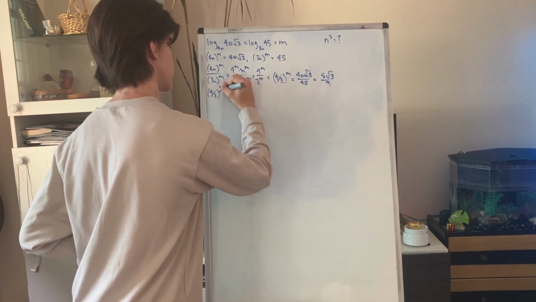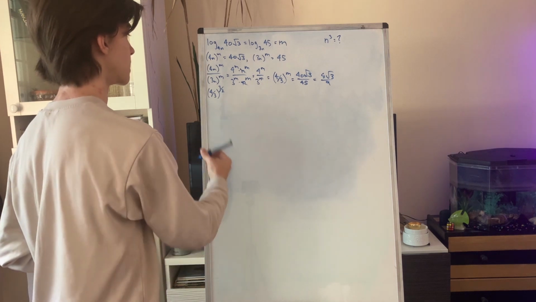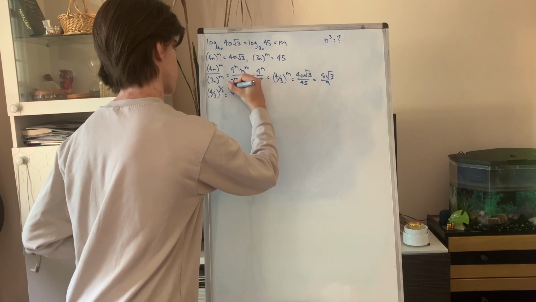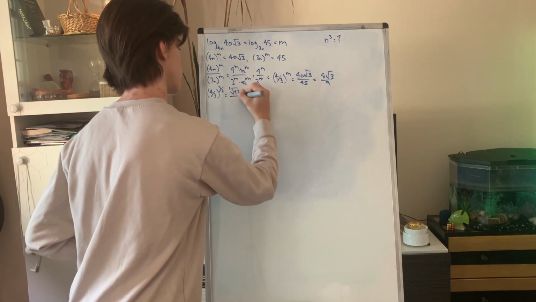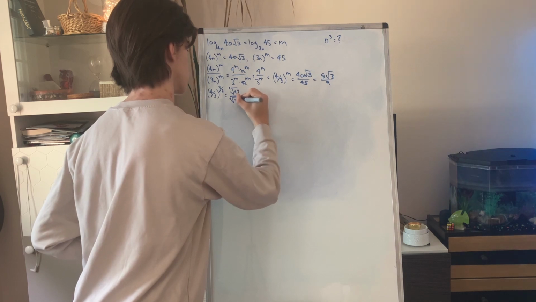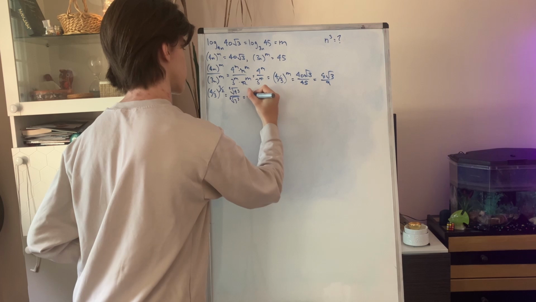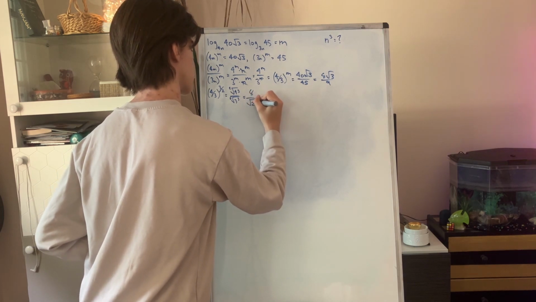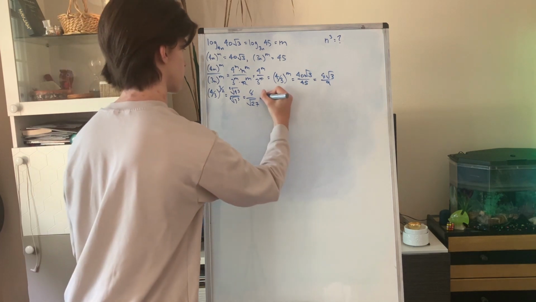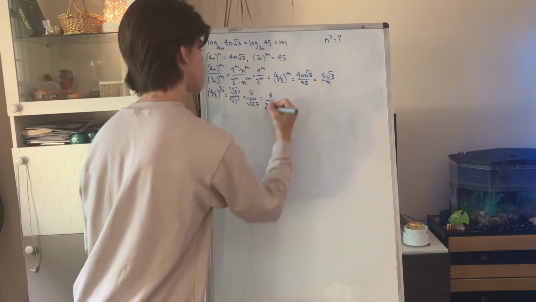4/3 to the 3 halves. That means we're going to be raising to the power 3 and taking the root base 2 of the result. That's going to be square root of 4 cubed over the square root of 3 cubed. That's going to be the square root of 64, which is 8, over the square root of 27. Okay, it resembles something here. Let's try getting rid of that. That's going to be 8 over 3√3.